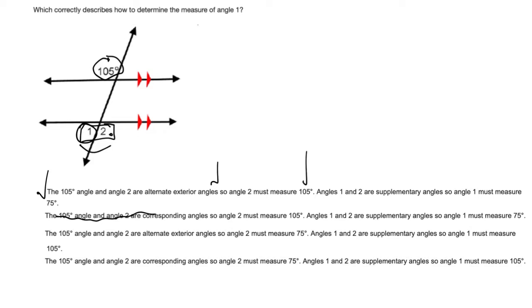1 and 5 are not corresponding. 1 and 5 are alternate exterior, but that means angle 2 measures the same, so that's why that one's wrong. And those are all wrong. So it was the first one. Didn't even have to look at the rest.